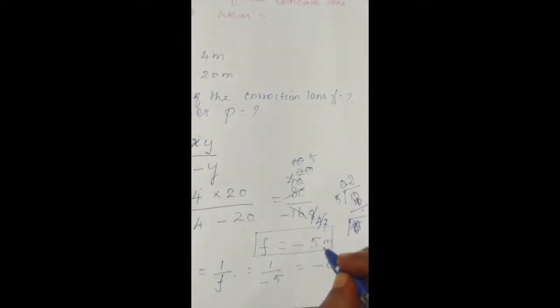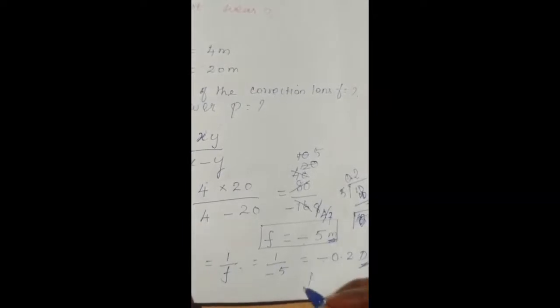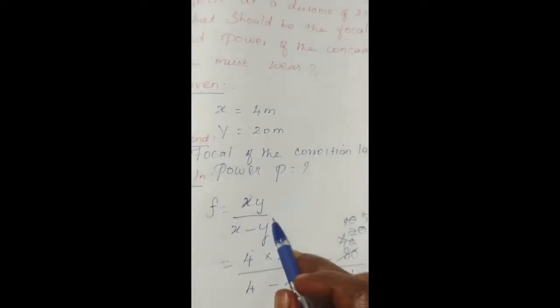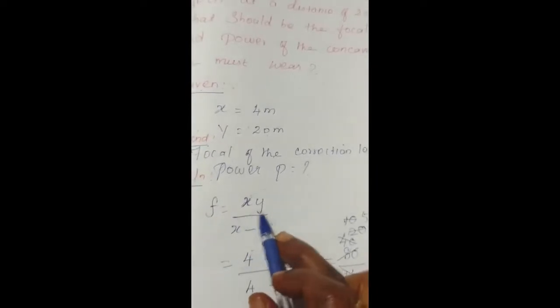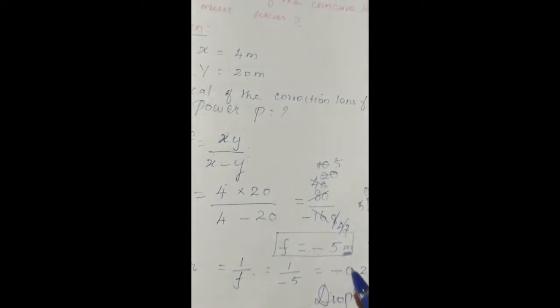Focal length unit is meter, but what is the unit of power of the lens? Diopter. So you have to put the symbol D. Have you all understood? This is the formula, f is equal to xy by x minus y, for calculating the focal length of the concave lens of the myopic person. Power of the lens P is equal to minus 0.2 diopter.